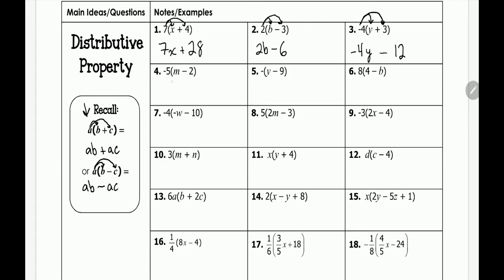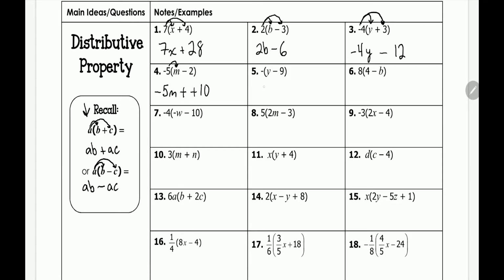Number 4, we have negative 5 times the quantity m minus 2. We're going to distribute the negative 5. Negative 5 multiplied by m gives us negative 5m. Then the sign in the middle, or in the parentheses, which is minus. And what's negative 5 multiplied by 2? Well, negative 5 multiplied by 2 is negative 10. To simplify, if we subtract a negative, it's the same thing as adding, so we're going to change these to add signs. And this is our final answer since we can't combine any like terms.